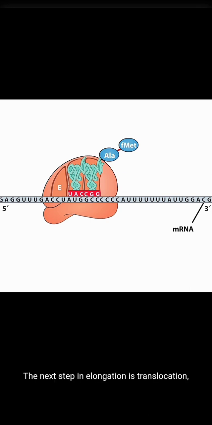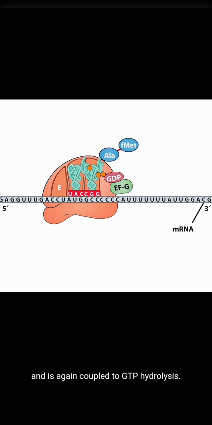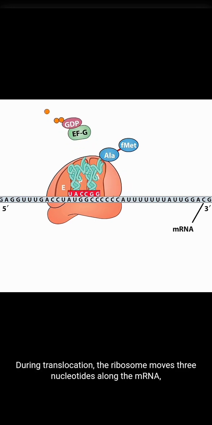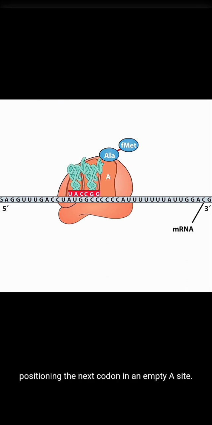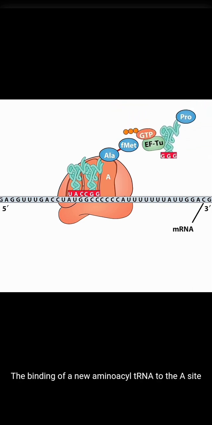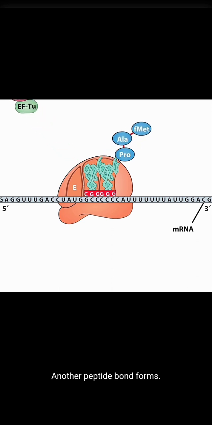The next step in elongation is translocation, which requires another elongation factor called EF-G, and is again coupled to GTP hydrolysis. During translocation, the ribosome moves 3 nucleotides along the mRNA, positioning the next codon in an empty A site. The binding of a new aminoacyl tRNA to the A site then induces the release of the uncharged tRNA from the E site. Another peptide bond forms.